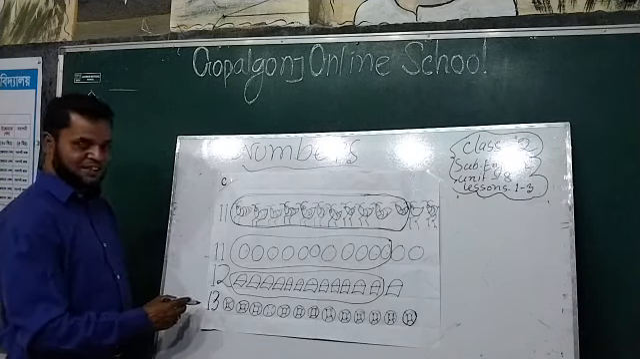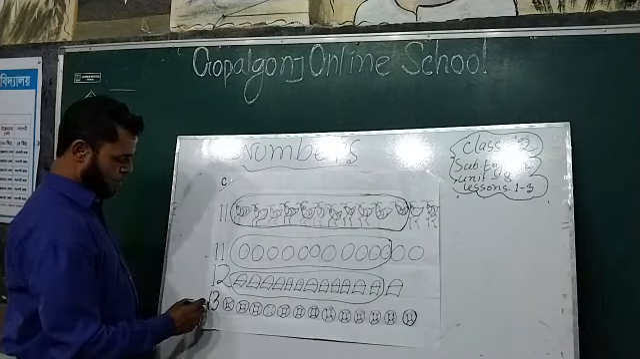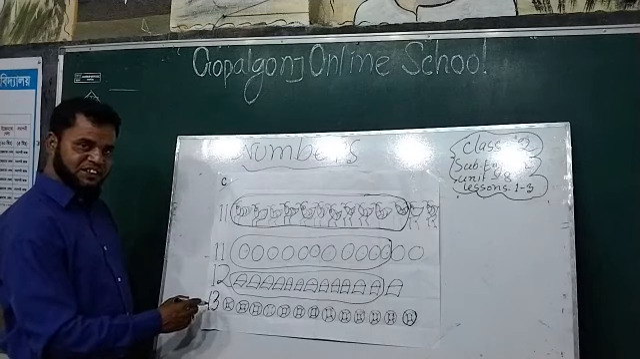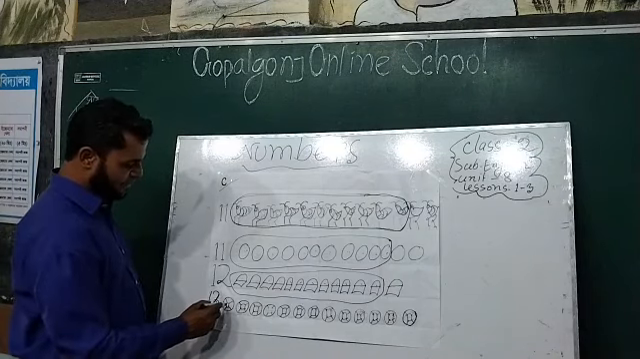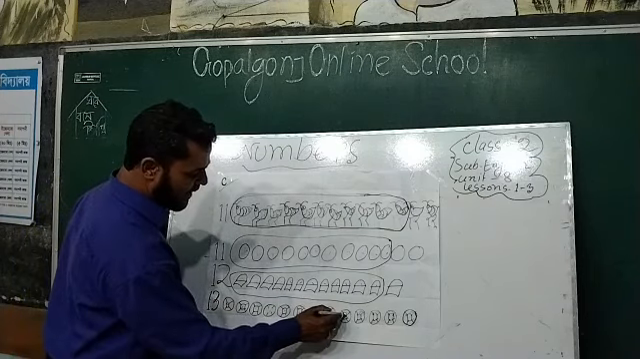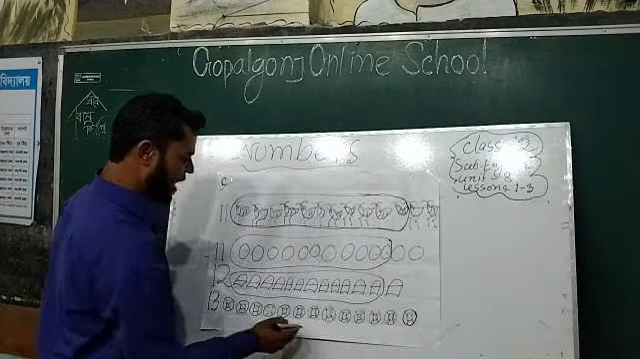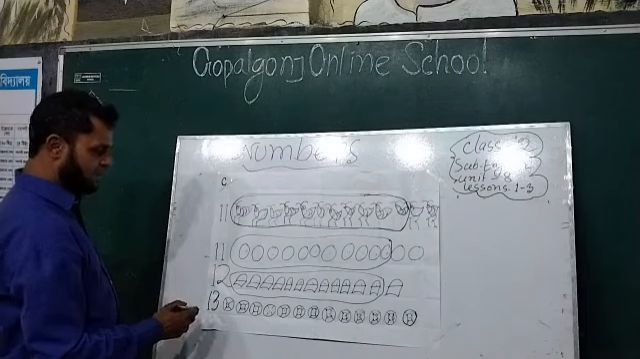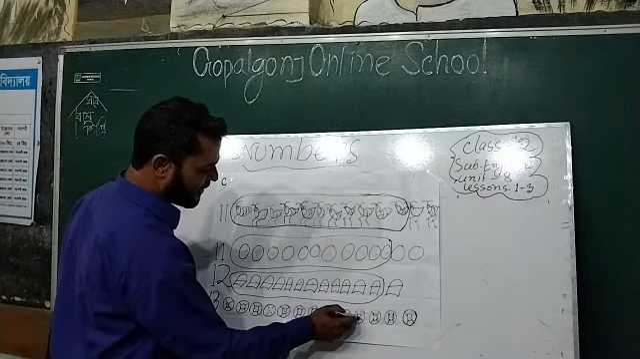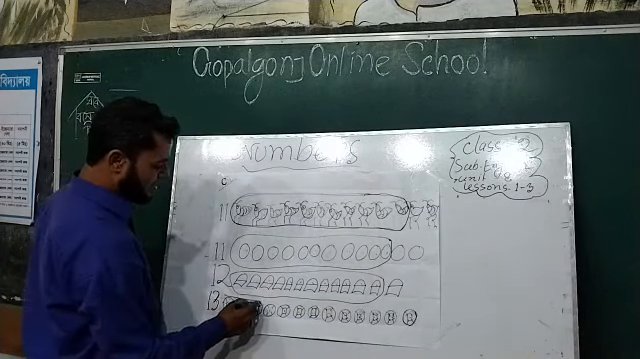13. Let's count 13 balls from here. 1, 2, 3, 4, 5, 6, 7, 8, 9, 10, 11, 12, 13. How many balls? 1, 2, 3, 4, 5, 6, 7, 8, 9, 10, 11, 12, 13. Yes, there are 13 balls here.